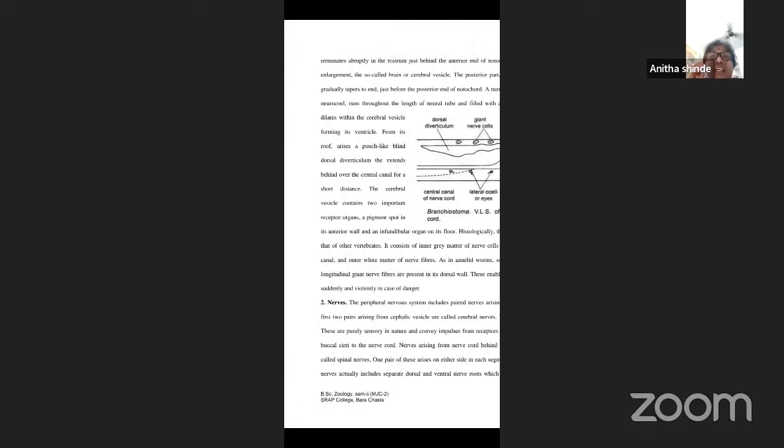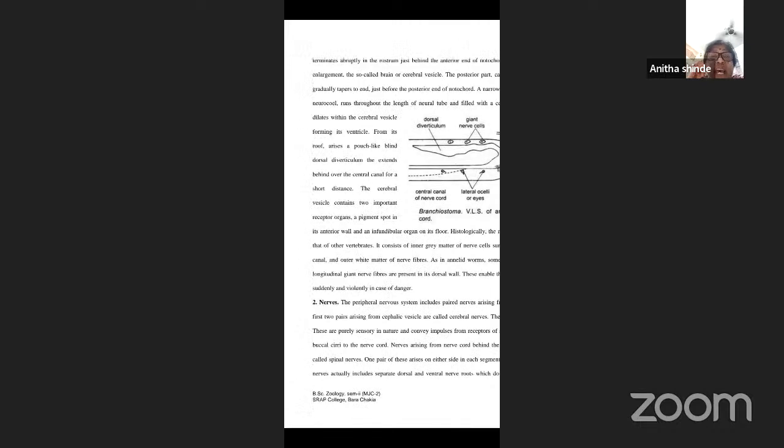Then coming to the nerves, the peripheral nervous system. You all know the central nervous system consists of the brain as well as the spinal cord, and the peripheral nervous system consists of the nerves. The peripheral nervous system includes the paired nerves which arise from the nerve cord. The first two pairs arise from the cerebral vesicle. They are called cerebral nerves.